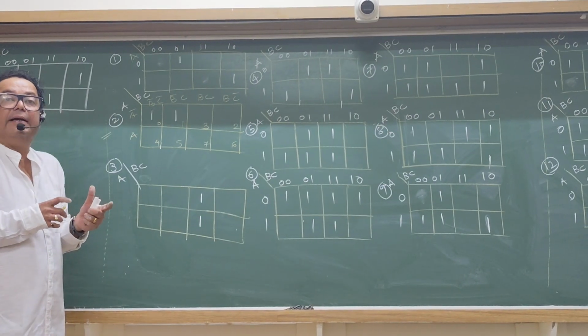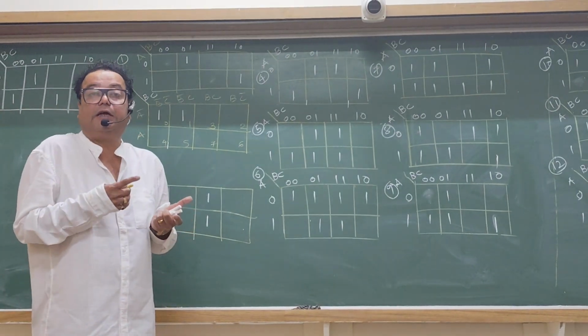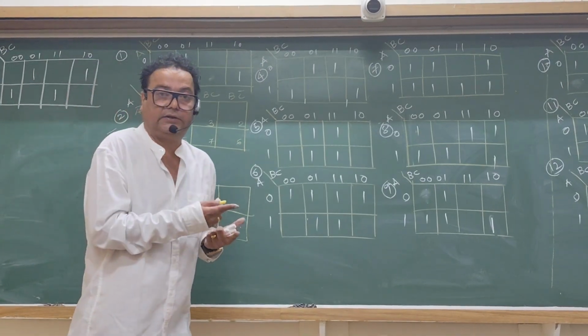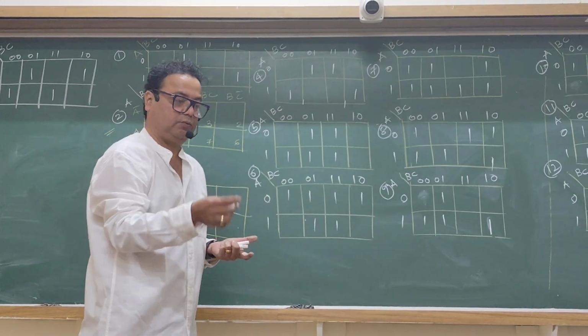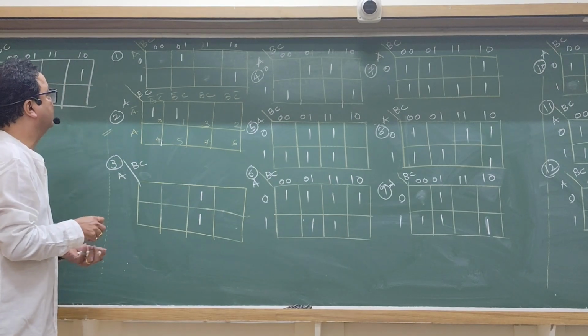Now there can be multiple answers possible. What do you mean by multiple answers? More than one right answer. So let's understand this one by one. Chalo, let's start.